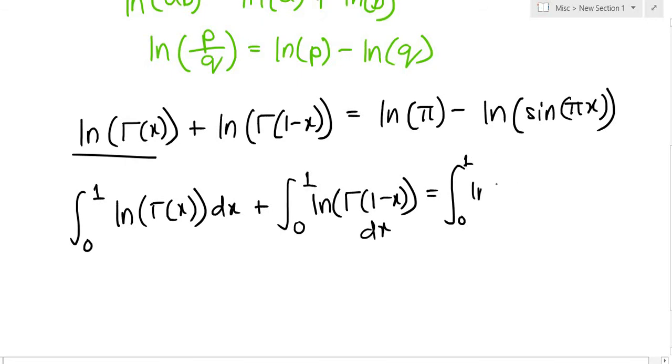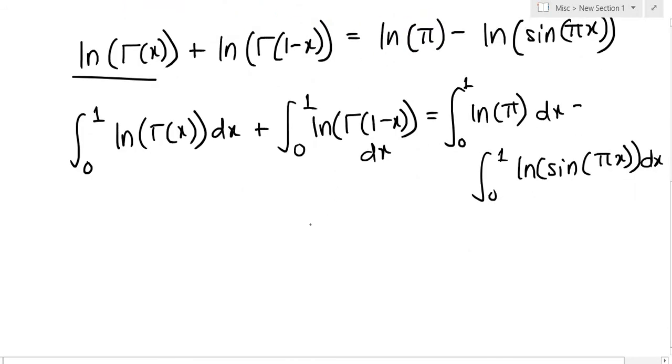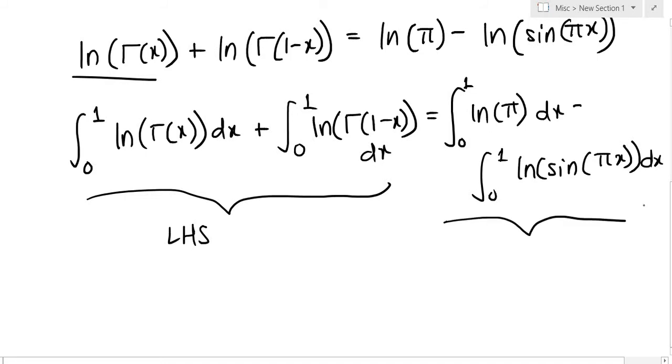the integral from 0 to 1 of the natural log of pi dx minus the integral from 0 to 1 of the natural log of sine of pi x dx. So we have a left side that we need to evaluate, and we also have a right hand side that we need to evaluate. So I'm going to do them separately.